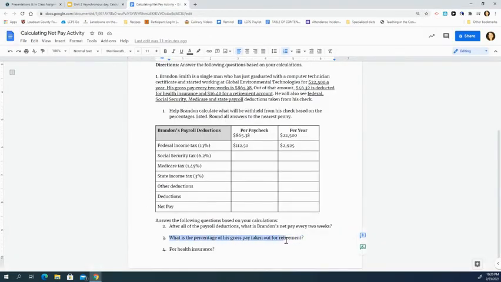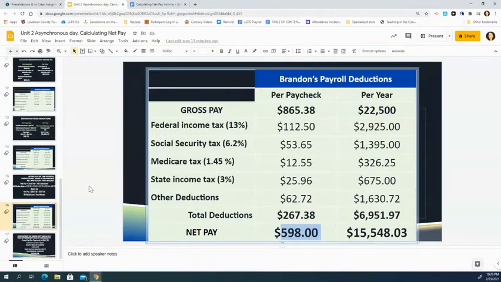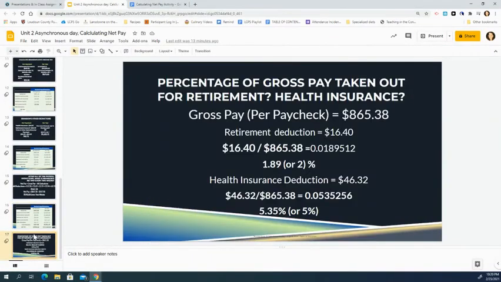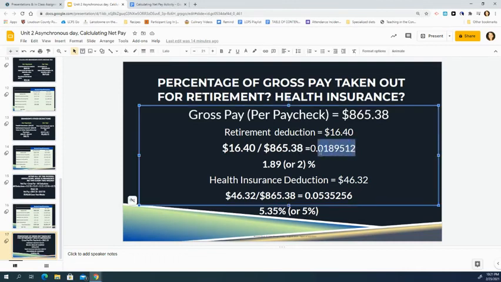What is the percentage of his gross pay taken out for retirement? So you need to go back here and take a look at his retirement. It was $16.40 for his retirement. So in order to calculate what percentage of his gross pay is taken out, you would say $16.40 divided by his gross pay. So $16.40 divided by 865.38, and that gives you a decimal of 0.01895. If we are going to get a percentage, we are going to move the decimal place over twice. So that's 1.89%, or round it up to 2%.